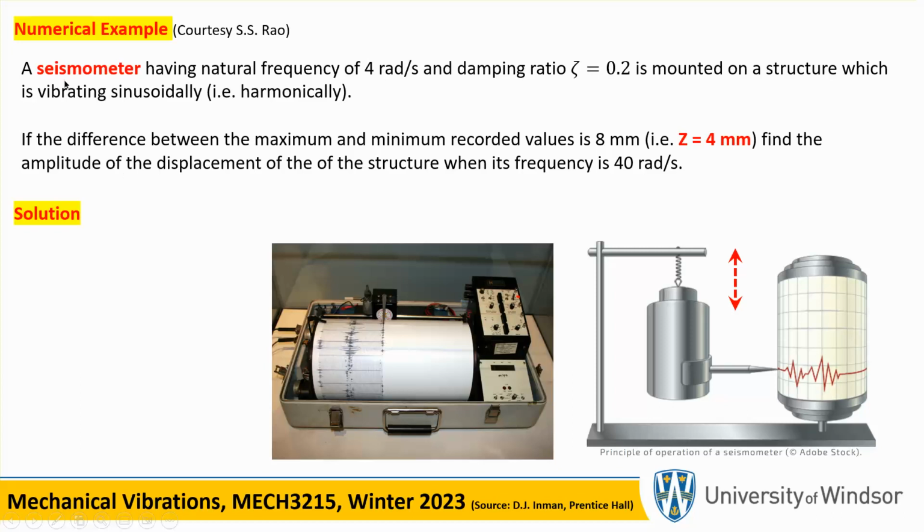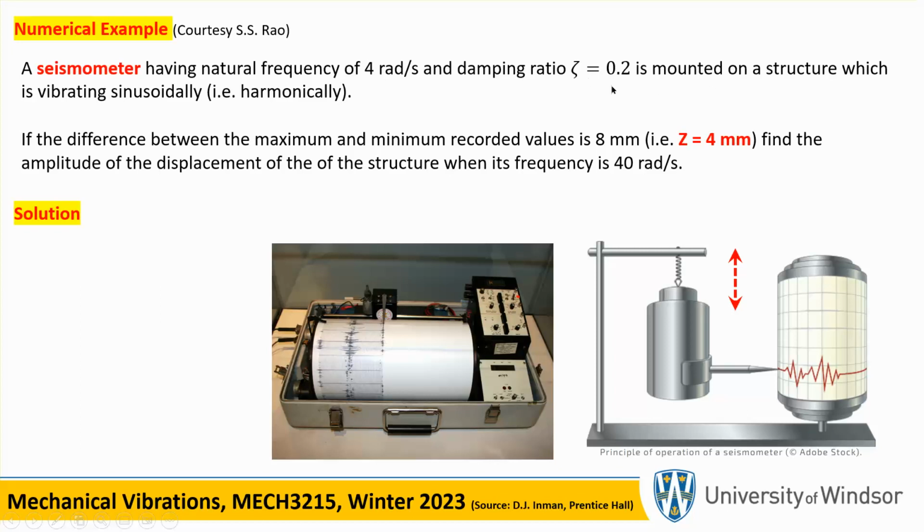Okay. So let's see, a seismometer having natural frequency of 4 rad per second. So we know that for our transducer, our gadget, the seismometer, omega n is 4 rad per second. And we know its damping ratio. Remember, we can estimate the damping ratio of something like that by doing logarithmic decrement and things like that.